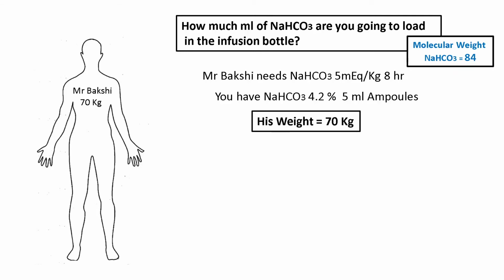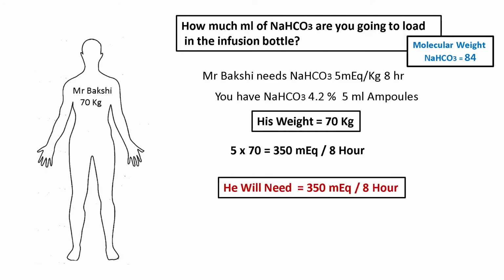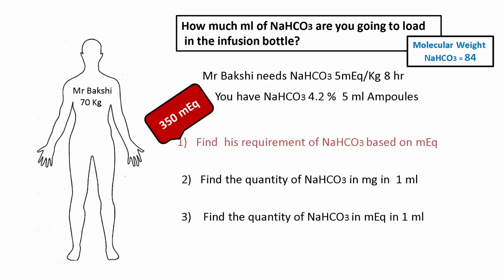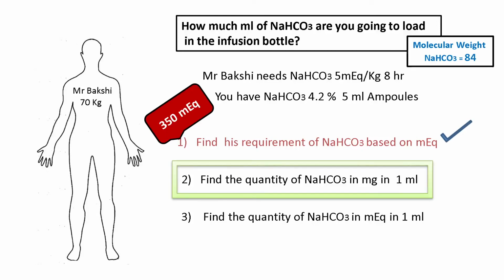His weight is 70 kilograms. He will be requiring 5 milliequivalent per kg. So we multiply 5 with 70, his weight, and which comes out to be 350 milliequivalent per 8 hour. Now let's go and find the second point.